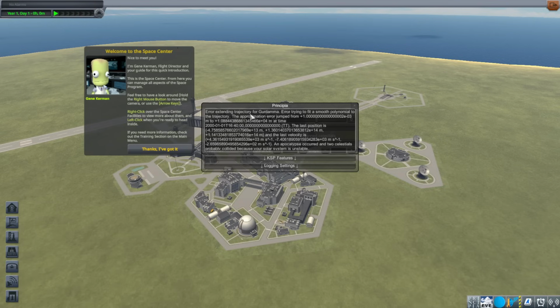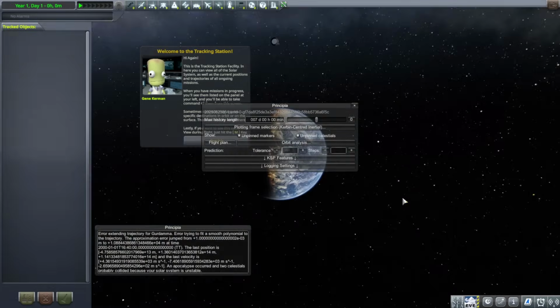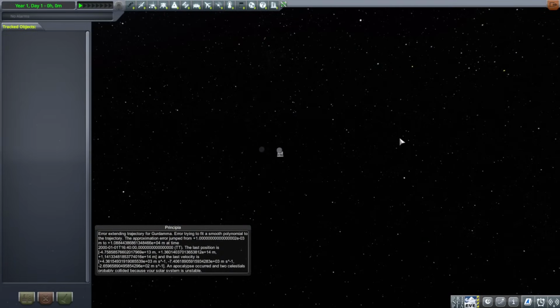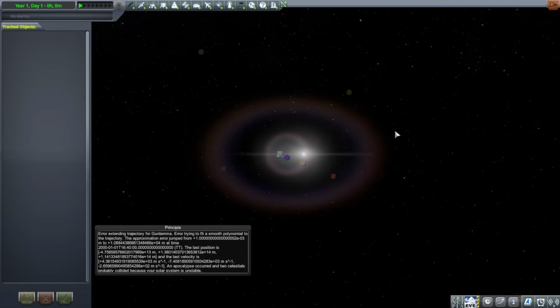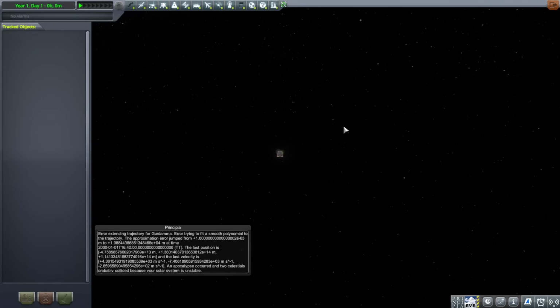Error extending trajectory for Gerdama. Error trying to fit a smooth polynomial to the trajectory. An apocalypse occurred and two celestial bodies probably collide because your solar system is unstable. We barely started yet. Hopefully some things are still there. This is why I didn't immediately start inside the save, because I knew things might go badly. But let's see.